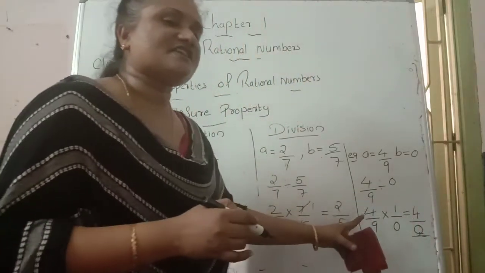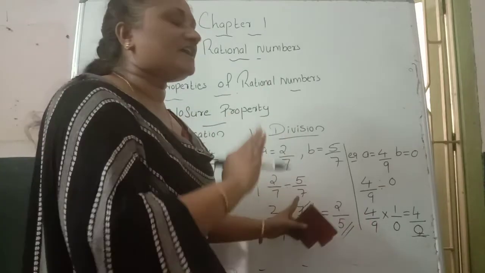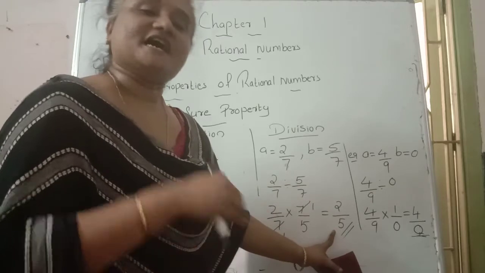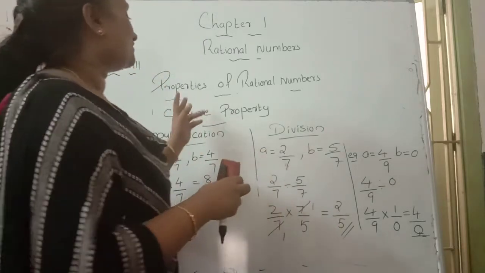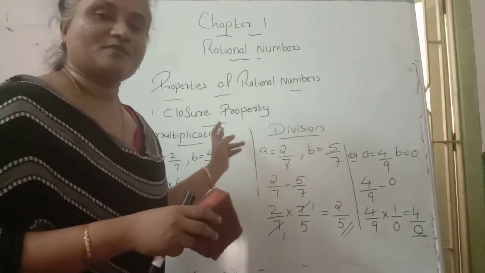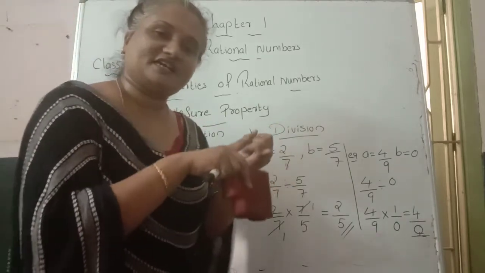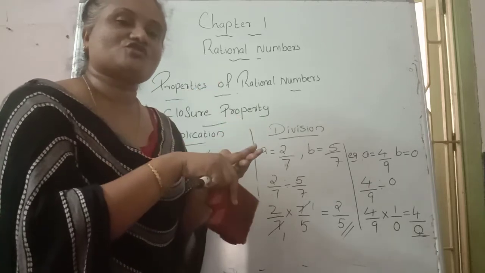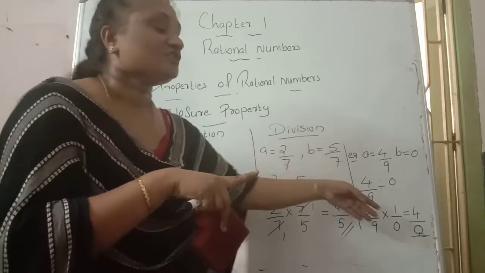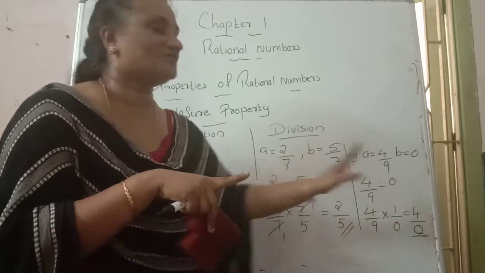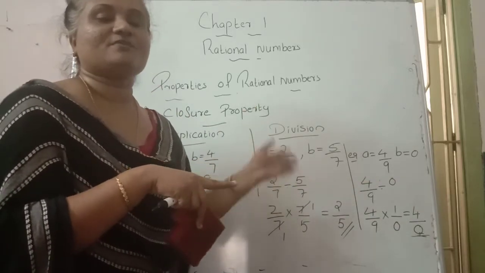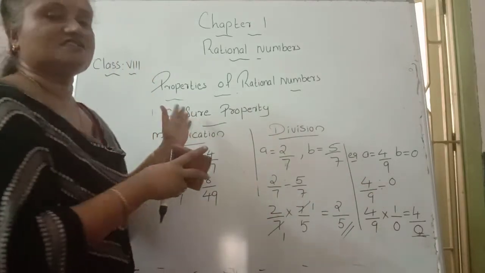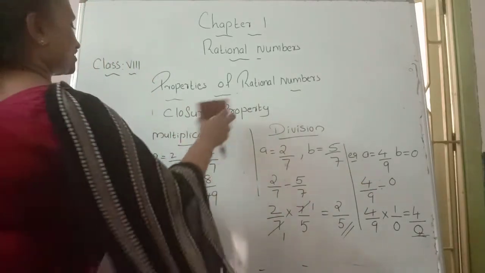That's why we can say, except 0, any other two rational numbers we take and divide, we get another rational number only. So we can conclude that the closure property is satisfied under addition, subtraction, multiplication, and division also, except the 0 case. Leave the 0 case; any other two rational numbers we take and divide, we get another rational number only. This property we call the closure property.